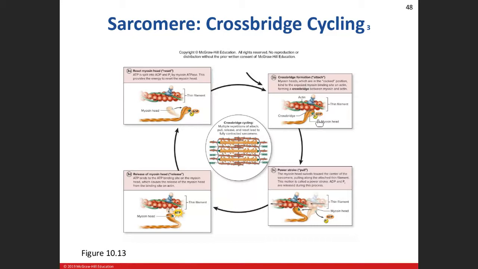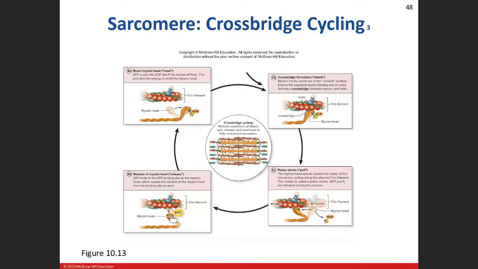Okay, crossbridge formation: we've attached, and we have ADP and inorganic phosphate. Then we start to undergo that power stroke, that pulling action. As that's occurring, the ADP and the inorganic phosphate pop off of the binding site, thus exposing the myosin head binding site for ATP.